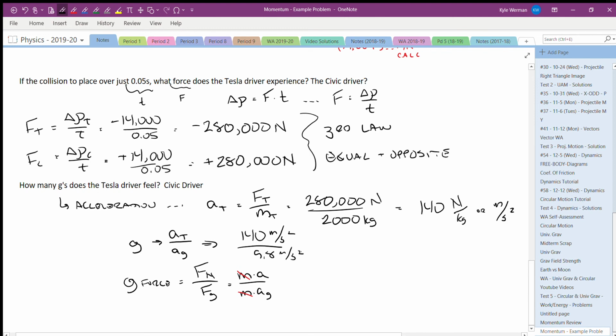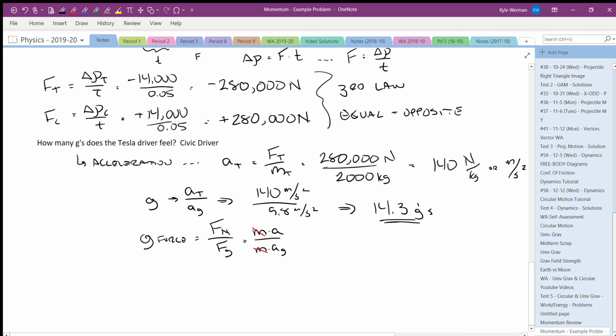And so this is a really good way to give an idea of what people actually feel in a collision. This is going to be 14.3 G's for the Tesla. Now, what about the Civic driver? Well, they experience the same force. Do they feel the same thing? Well, for the Civic, that's going to be the force on the Civic over the mass of the Civic. However, the Civic has less mass and experiences the same force.